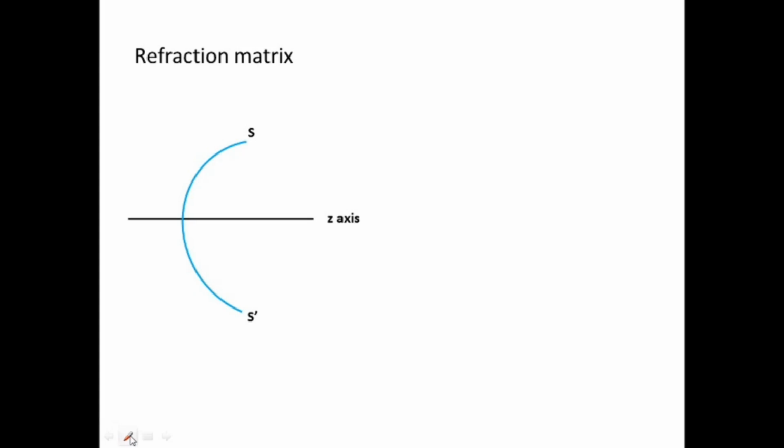Let us place a convex spherical surface S' upon the z-axis. This separates two different media of refractive indices mu1 and mu2. Light from the first medium of refractive index mu1 is incident upon B of the spherical surface and refracts into the second medium mu2. Hence, the path followed by the light ray is A, B, C.